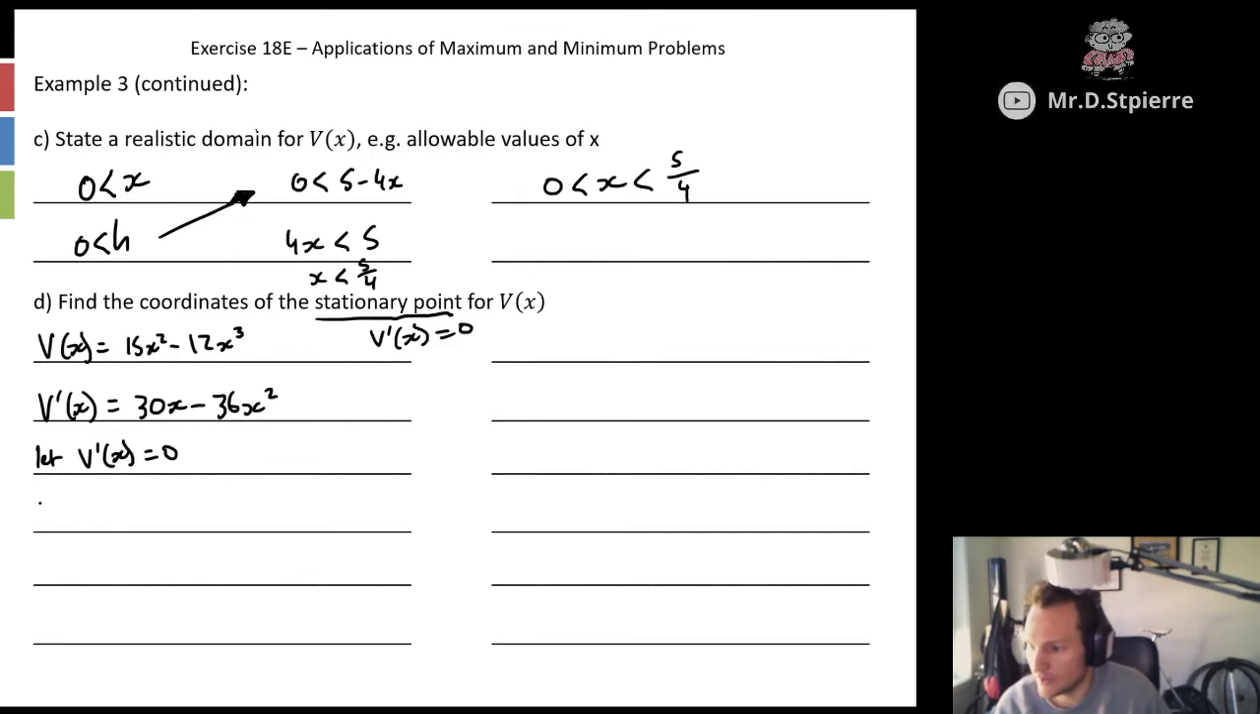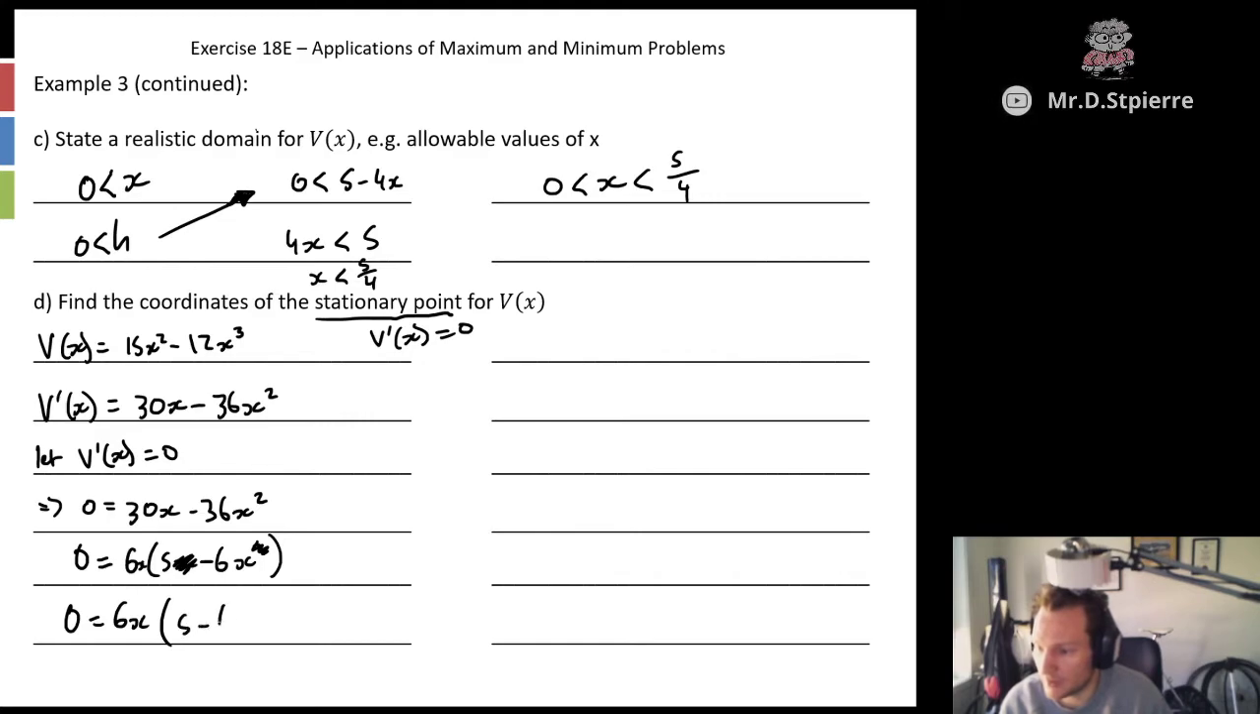We get 0 is equal to 30x minus 36x squared. Take out the common factor. We always want to factorize by taking out the common factor, which is 6. So we get 5x minus 6x squared. Actually, we could take out x as well. Let's do that. So we get 0 is equal to 6x by 5 minus 6x. Okay, so this we could put in brackets like that, and we actually have the null factor law.